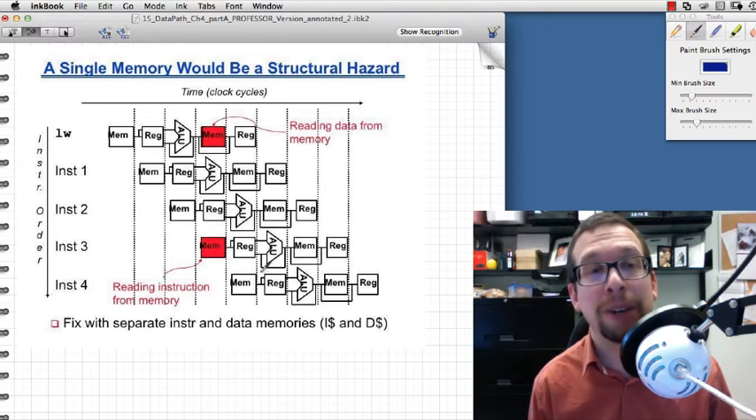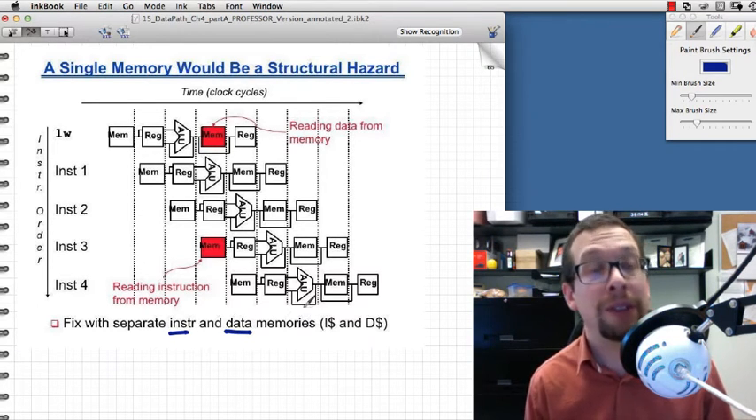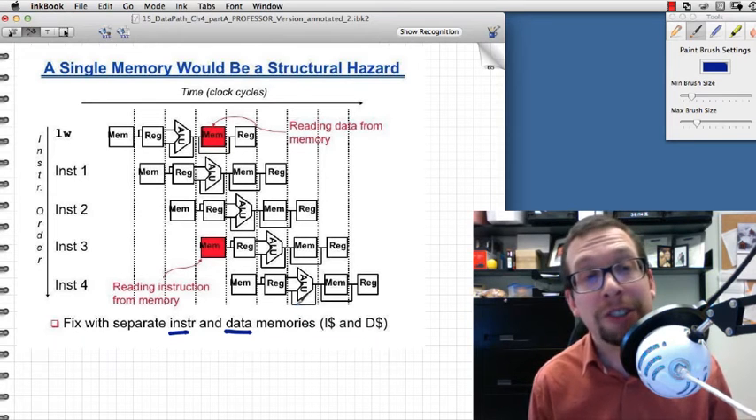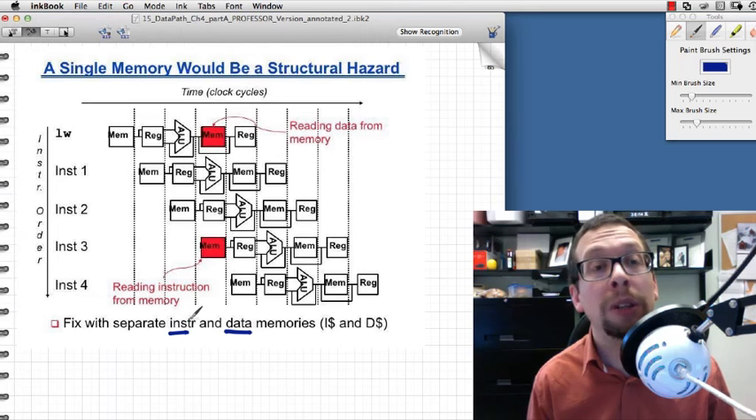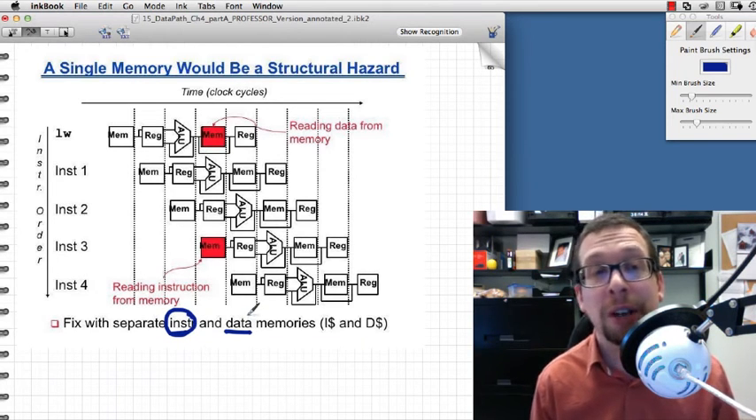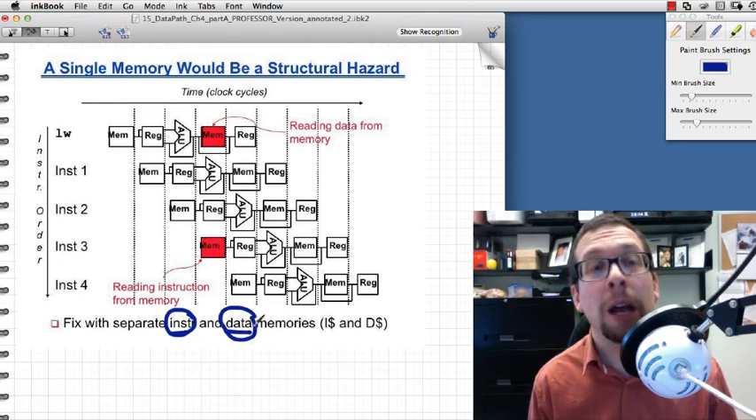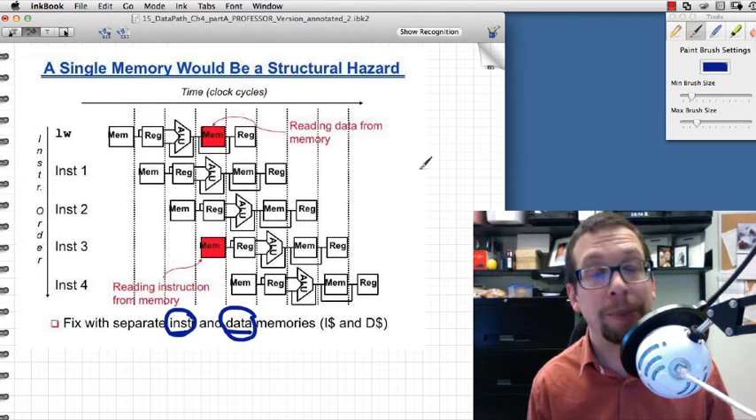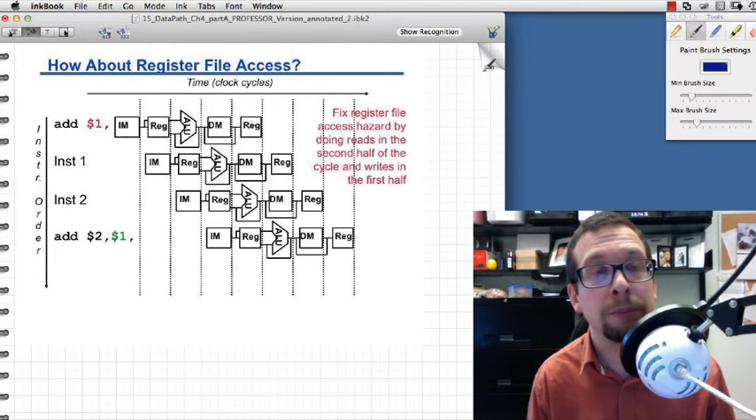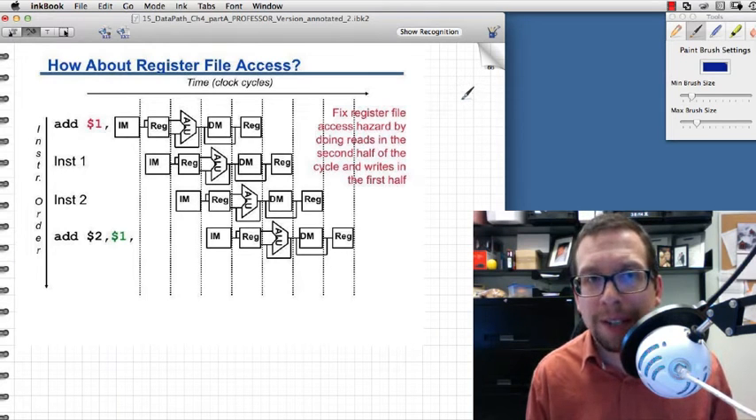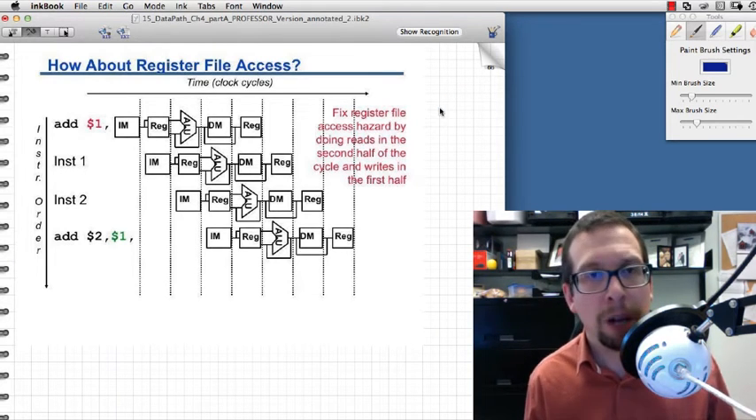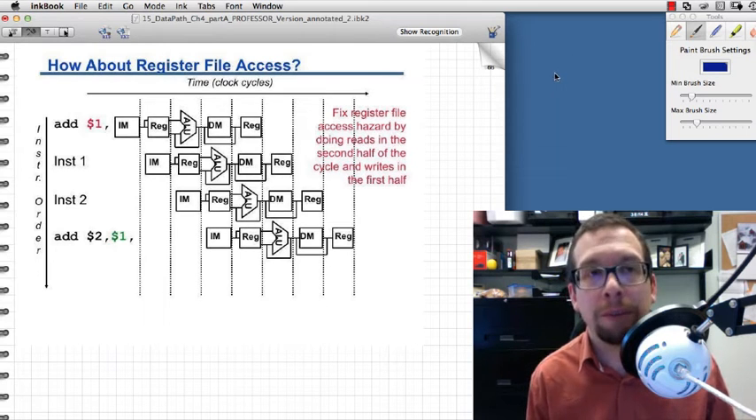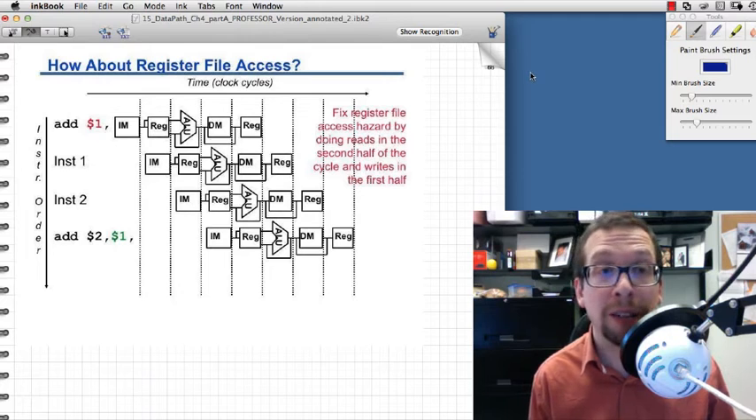You can fix this with separate instruction and data memories. This is what happens in MIPS: we have one section of memory that is controlled and accessible only for instructions, and we have another section of memory that's accessible separately for data. That helps resolve the potential for these sorts of structural hazards. Okay, now your register file access is basically a single block of memory, and you can have problems with different instructions in different parts of the pipeline trying to access the register to read at the same time, or read and write, or write at the same time.